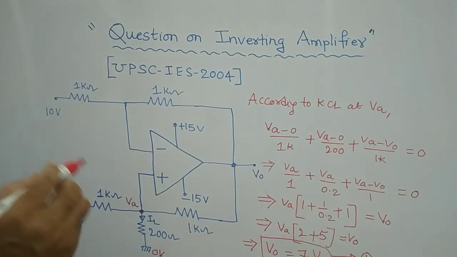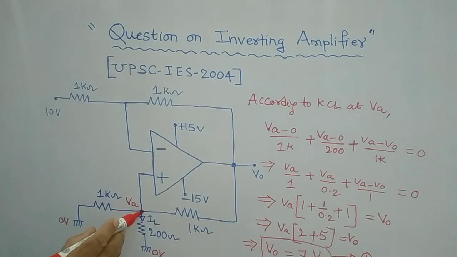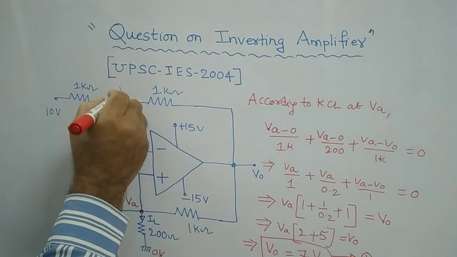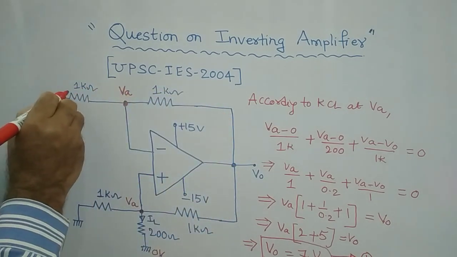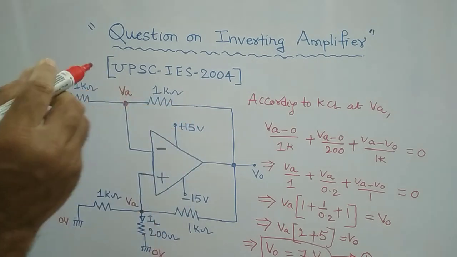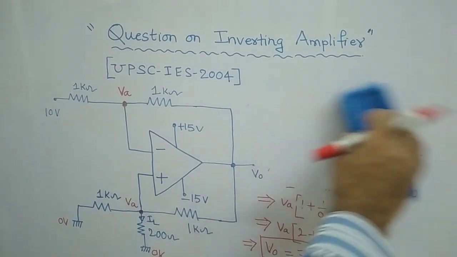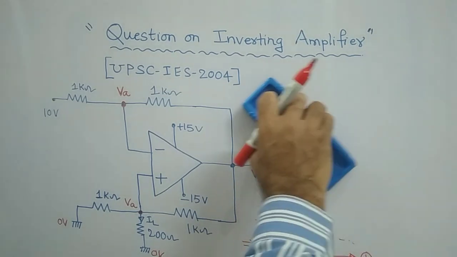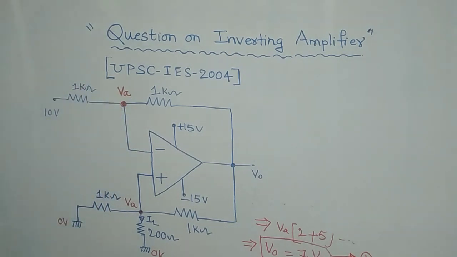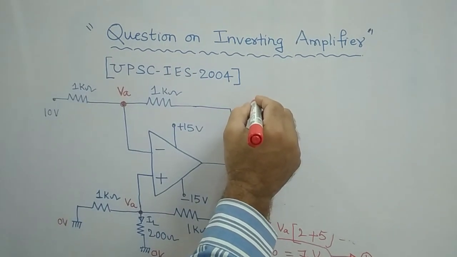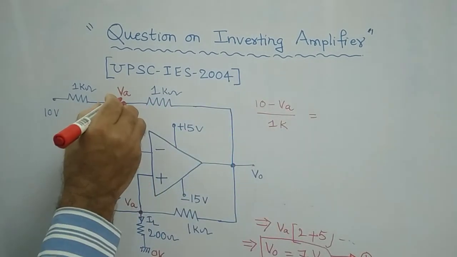Now, as per the virtual ground concept, which is another important concept we need to consider, the same VA appears here also. For these resistances, you can write another expression. Very simple. If you apply KCL at node VA, then (10 minus VA) by 1 kilo ohm is equal to VA minus V0.